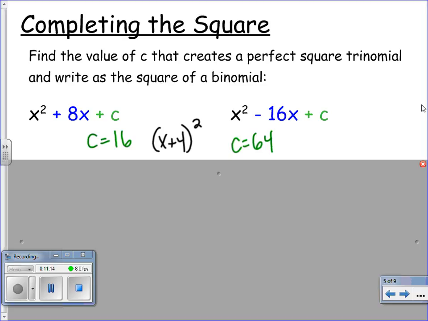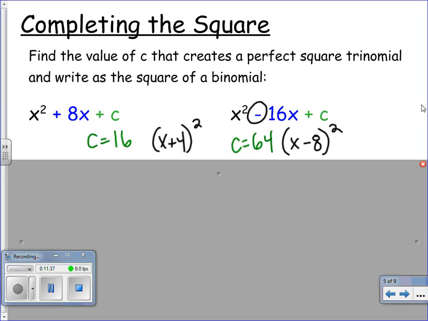And his group of parentheses will look like x minus 8, right? So your middle term has a negative right there. That's going to carry over into your group of parentheses. It's going to be x minus 8 squared. So the number inside the group of parentheses is half of the middle term.